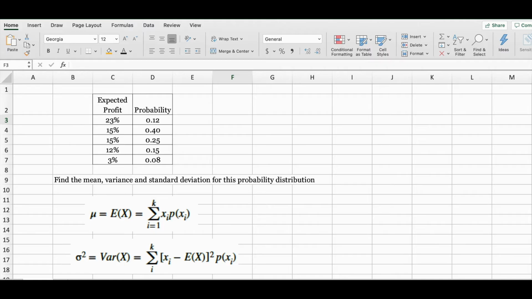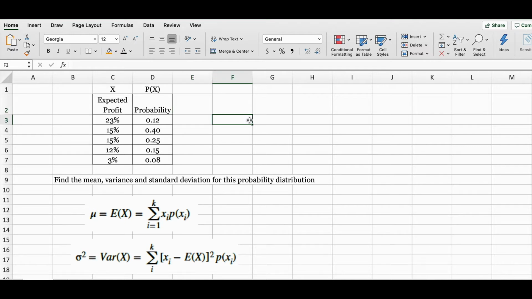In this example, we're going to learn how to find the mean for a probability distribution. Here we have our expected profit, which we'll call our x variable, and the probability associated with each x variable, which we'll call the probability of x. The objective of this example is to demonstrate how to find the mean, variance, and standard deviation for this probability distribution.